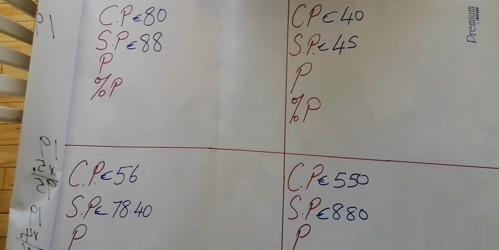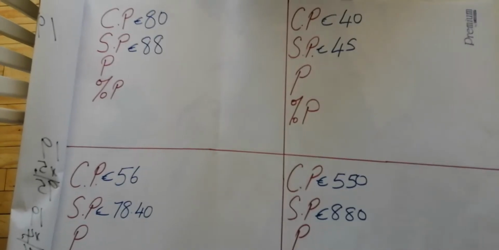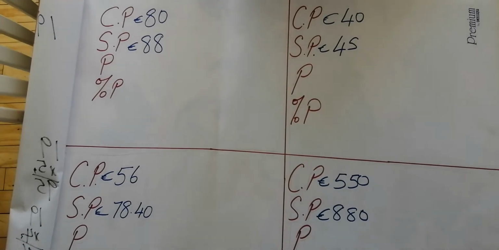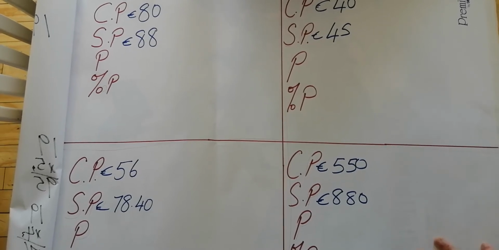So these are the questions on how to find profit and percentage profit. What you should do now is just hit pause on the screen and then go and try and do these 4 sums in your whiteboard, in your copy, wherever you want.